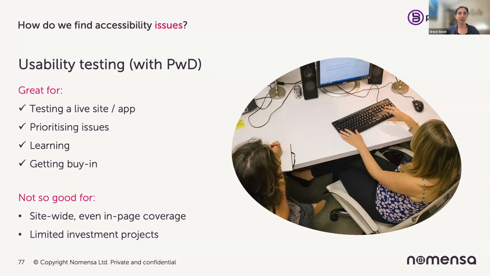So I put PWD there, so people with disabilities. Usability testing with people with genuine disabilities is brilliant for testing something when it's live, when you've got a full working prototype. It's great for prioritizing issues, great for learning, and great for getting buy-in on stuff. It doesn't happen that often, sadly. It's really the gold standard.